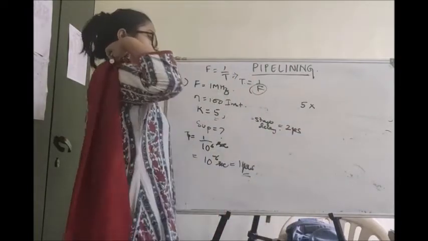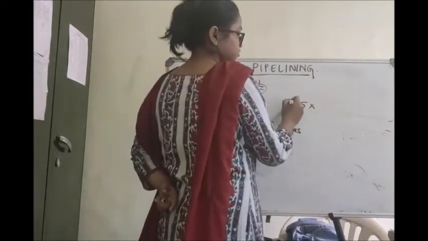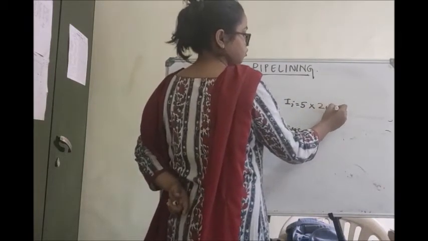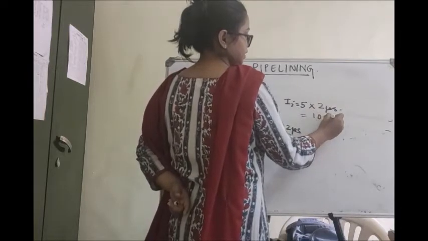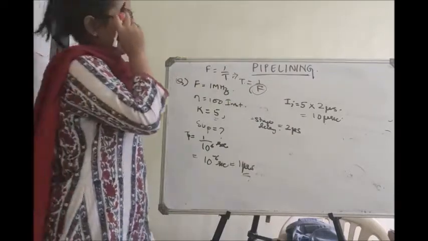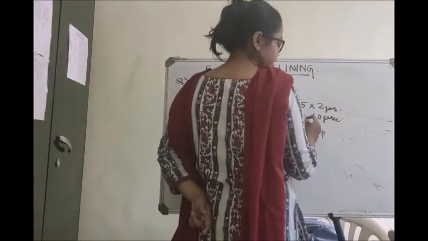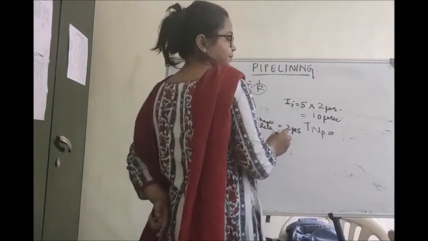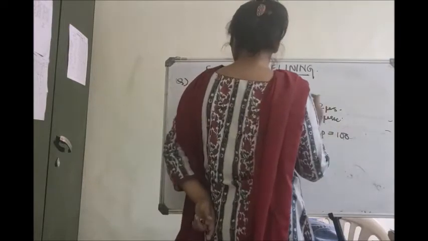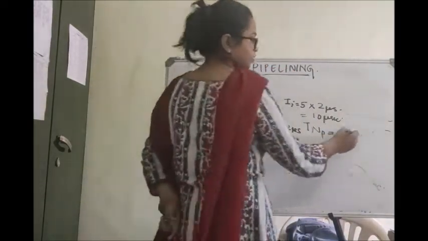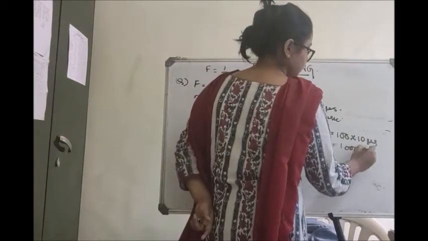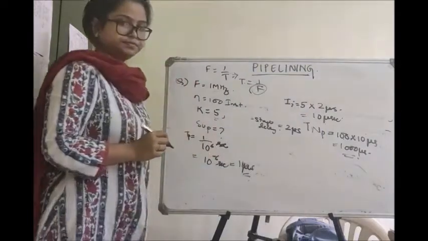Okay. So what is the time for one instruction? Any one instruction, Ti, takes how much time? 5 into 2 microseconds, it is 10 microseconds. So one instruction takes 10 microseconds. With non-pipeline architecture, what will it take? One instruction takes 10 microseconds, then 100 instructions, because here n is 100, will take 100 into 10 microseconds, that is 1000 microseconds. One aspect we got.